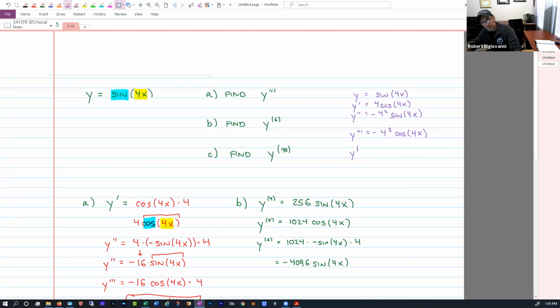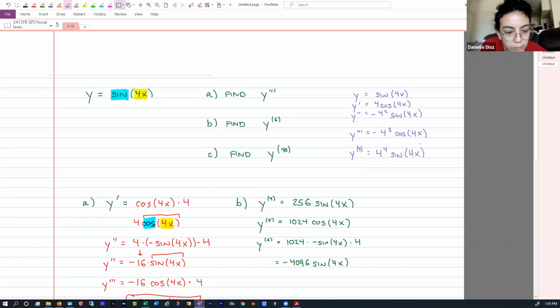The fourth derivative, what happens? Well, I take the derivative of cosine, now I get a negative sign. And so it's going to change that negative to a positive. How many 4s will I have now? 4 of them, and now this will be sine of 4x. And then we go again.